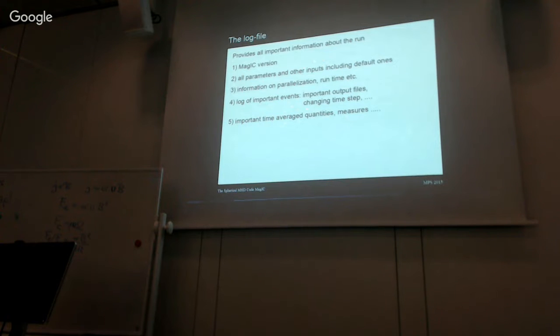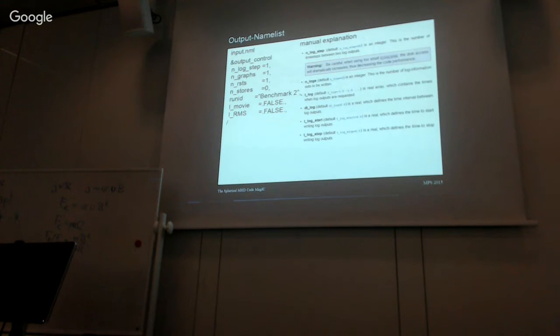And it also tells you when it has changed the time step, because the courant criterion was violated. And it also tells you when important output files were written. So G files, MOV files, something like that. So basically, all you need to know about your run is contained in this log file. So, and then how do you control the log file?